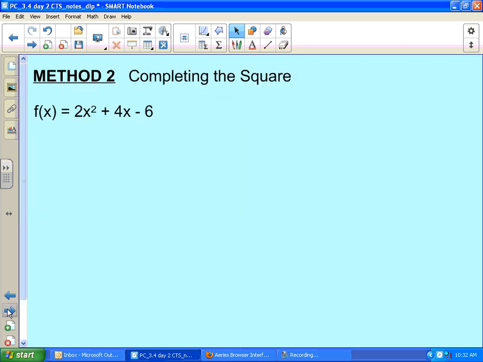Okay, now here's where it gets fun. This is where it gets exciting. Method 2. This is the second way that I can do it. Some of you would prefer to work in vertex form. It's easy to see the vertex, easy to see the line of symmetry.